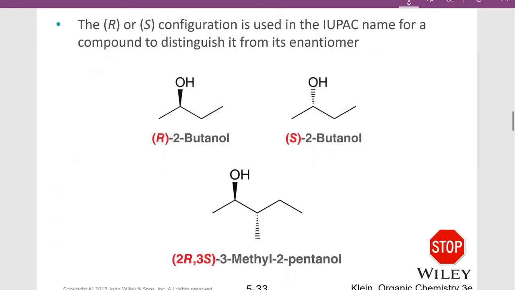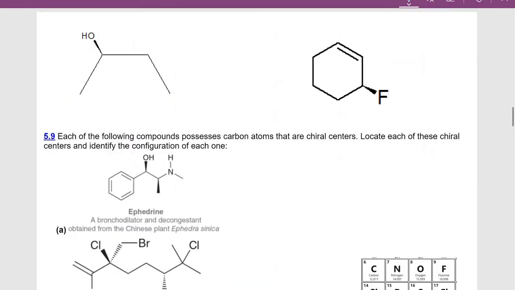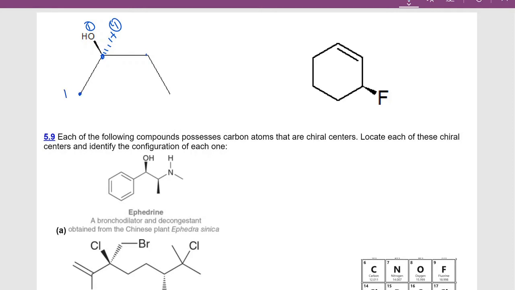So let's see if we can determine the R or S on all of these. So this top molecule up here, we've got 4, we've got 1, and then carbon versus carbon. This carbon on the left has hydrogen, hydrogen, hydrogen. This carbon on the right has carbon, hydrogen, hydrogen. So that is priority number 2 versus 3. That's 1 to 2 to 3. The hydrogen's going away from us, so that is R.